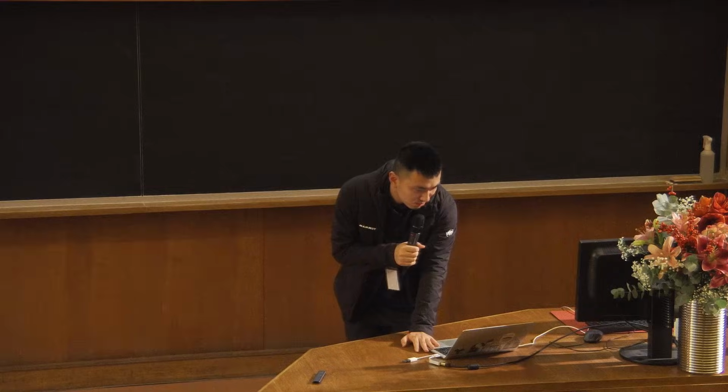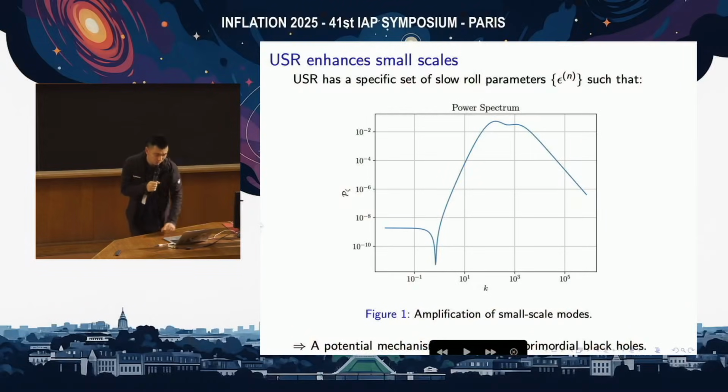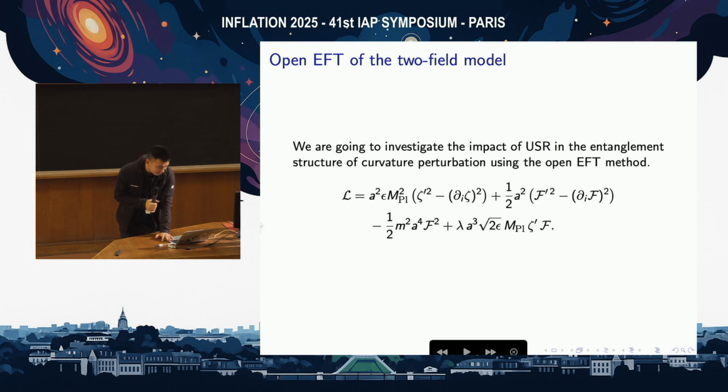Ultra-slow inflation is a special solution of the inflation background, with a slow-roll parameter such that small scales get amplified. It's a potential mechanism for primordial black holes. We are going to investigate the impact of the ultra-slow phase on the entanglement structure of curvature perturbation using the Open EFT method.